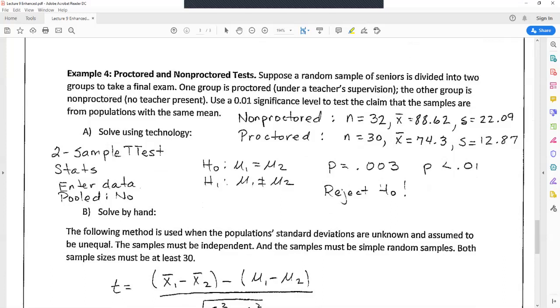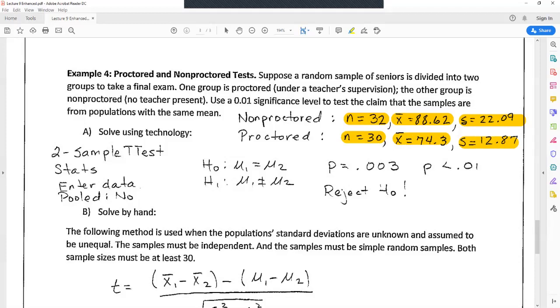The non-proctored students, we had 32. They had an average of 88.62 with a standard deviation of 22.09. And the proctored group, which means they had a teacher walking around and giving them the old evil eye if they tried to look at their neighbor's paper and so forth. We had 30 students in there, and they scored on average 74.3 with a standard deviation of 12.87.